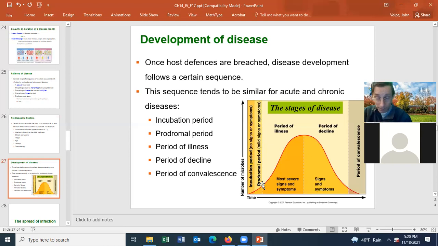I'm just telling you that with many common diseases, it's actually late in the incubation period and in the prodromal period when we are most communicable. But we are communicable in every period. Okay, so that's something you should know. Even when you no longer have signs or symptoms of the disease, you are communicable.